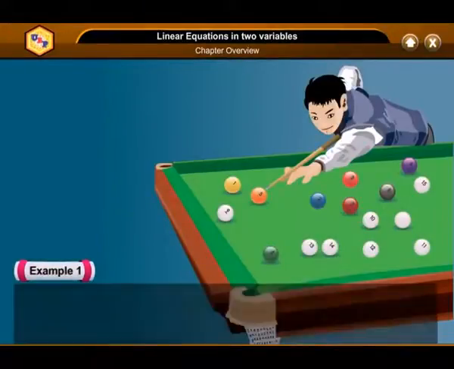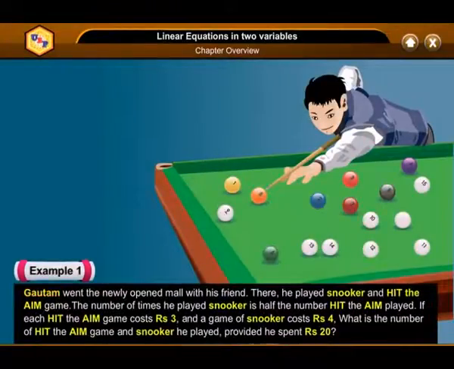Example 1. Gautam went to the newly opened mall with his friend. There he played snooker and hit the aim game. The number of times he played snooker is half the number of times he played hit the aim. If each hit the aim game costs ₹3 and a game of snooker costs ₹4, what is the number of hit the aim games and snooker games played, provided he spent ₹20?